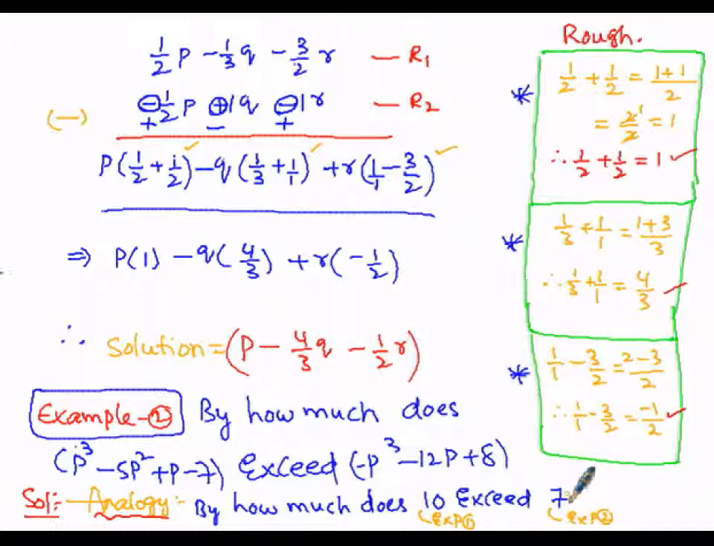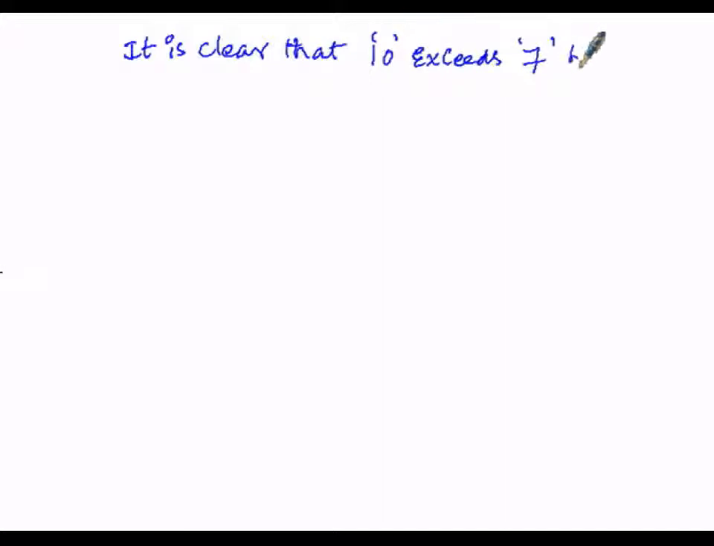So it is clear that 10 minus 7 is equal to 3. So 10 is exceeding 7 by means of 3. So here it is clear that 10 exceeds 7 by means of 3. That implies 10 minus 7 is equal to 3.